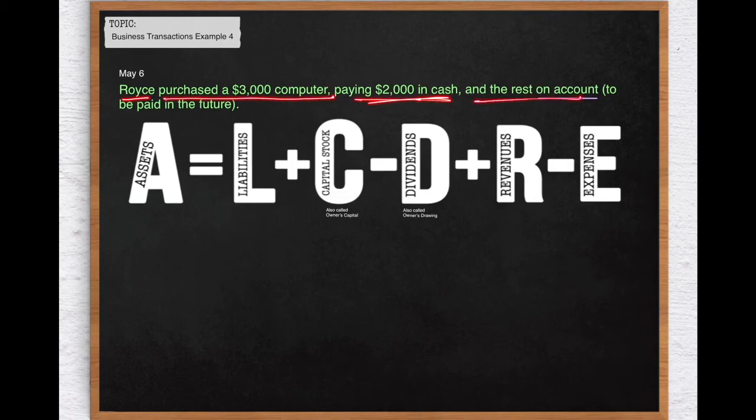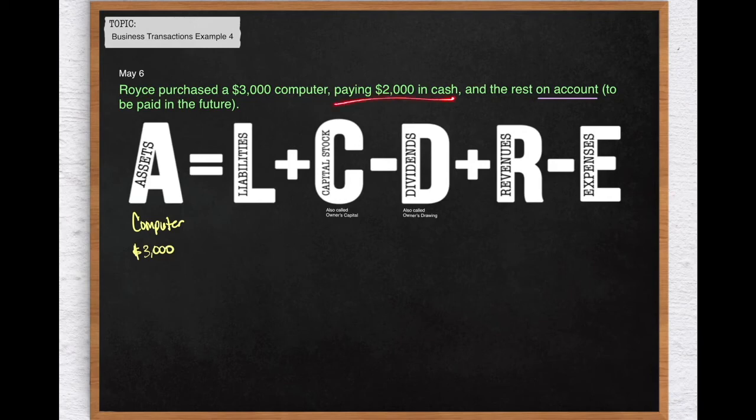Next, Royce purchased a $3,000 computer. He paid cash up front, and then the rest is on account. And there again, you see the word on account. So he bought a $3,000 computer. He owns that computer now, so that computer is classified as an asset. So computer is worth $3,000.